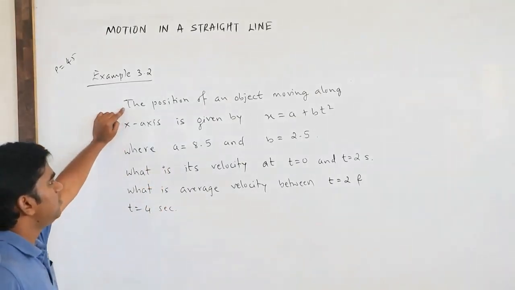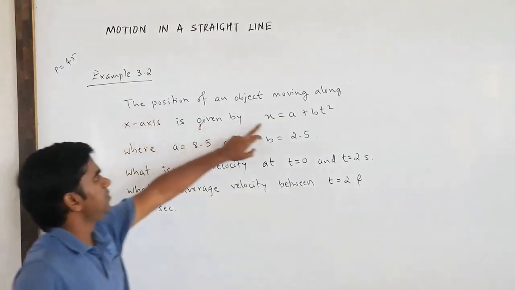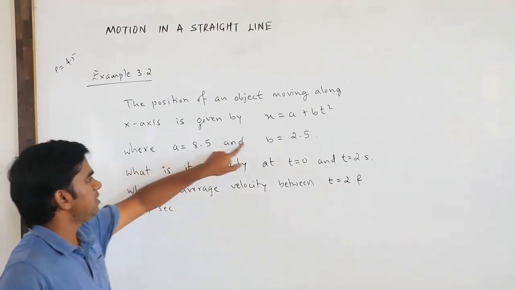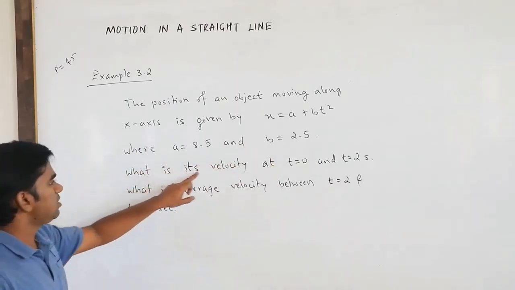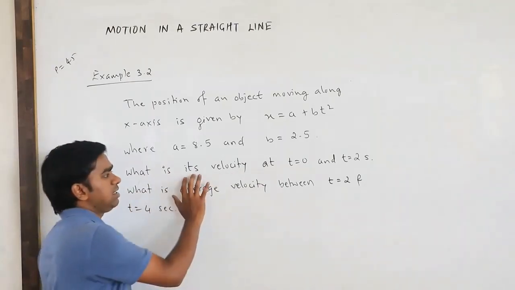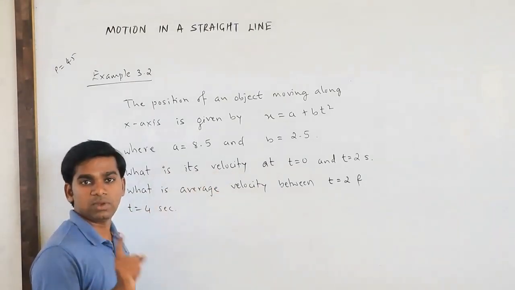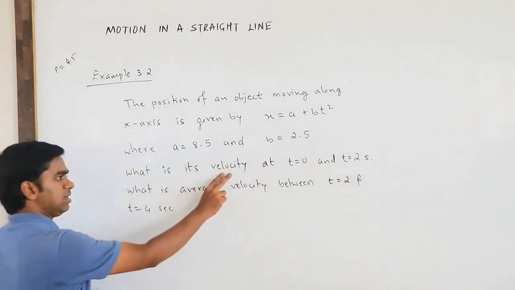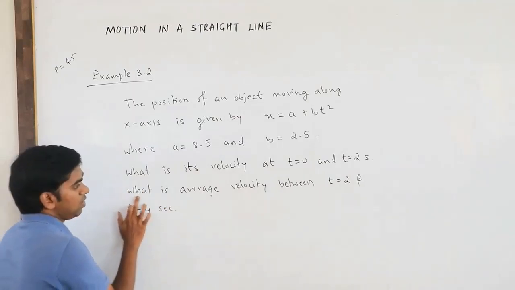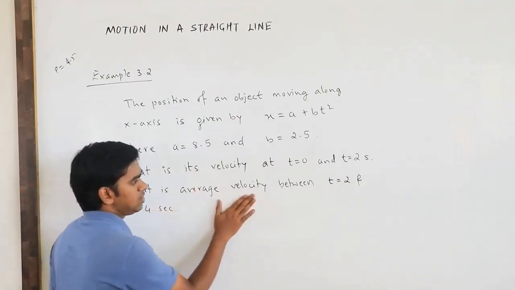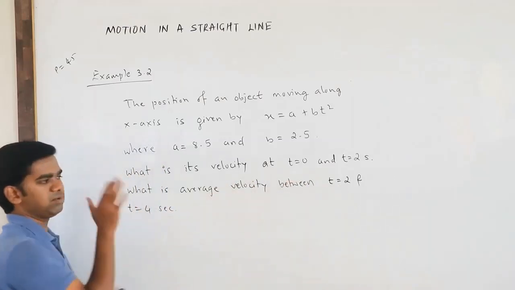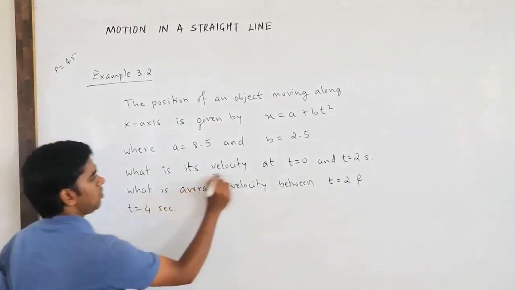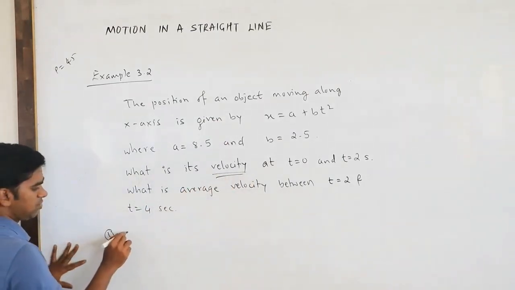The position of an object moving along the x-axis is given by x equals a plus bt square, where a is 8.5 and b is 2.5. What is its velocity? If they are simply asking its velocity, it is the instantaneous velocity. You have to differentiate, at t equals 0 and t equals 2 seconds. Next, what is the average velocity between t equals 2 seconds and 4 seconds. Actually they are asking three things. So first one, velocity means instantaneous velocity.